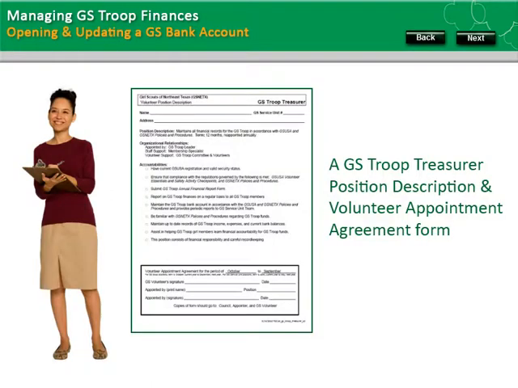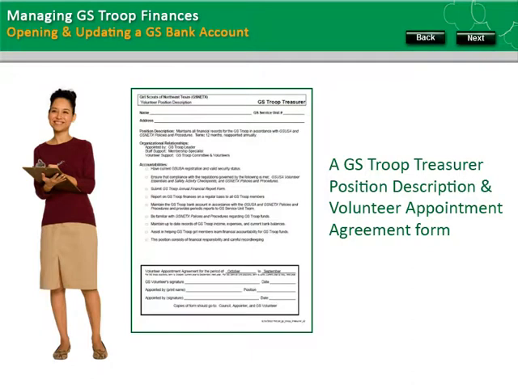The person in the GS Troop Treasurer volunteer position should be good with numbers and organized. The requirements can be found on the GS Troop Treasurer position description form shown here. This form can be found at gsnetx.org/forms. The treasurer will need to work with the girls occasionally as they mature and take on more leadership with the planning, budgeting, and managing of their troop funds.